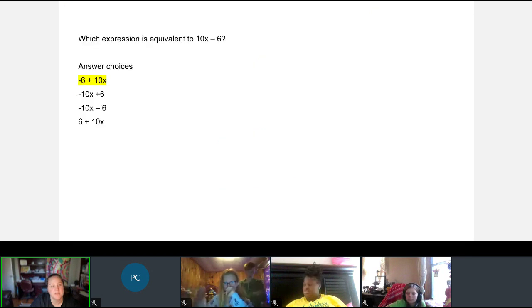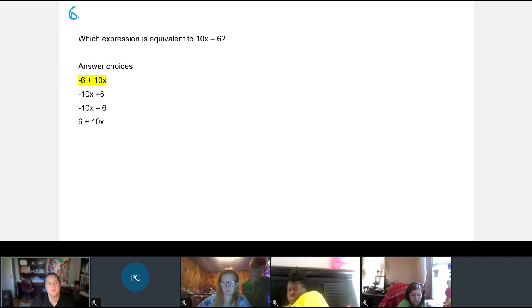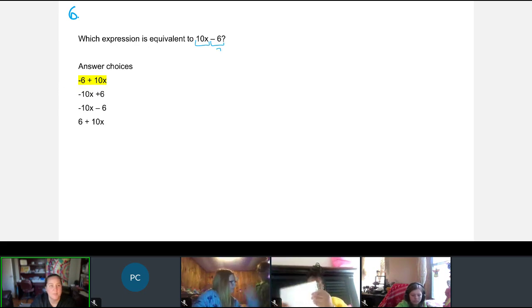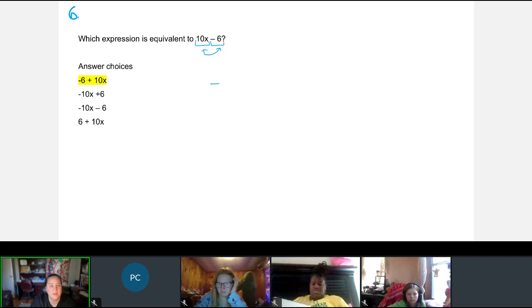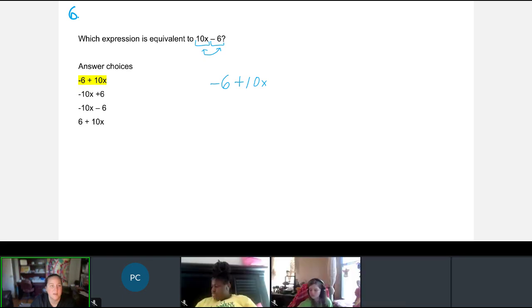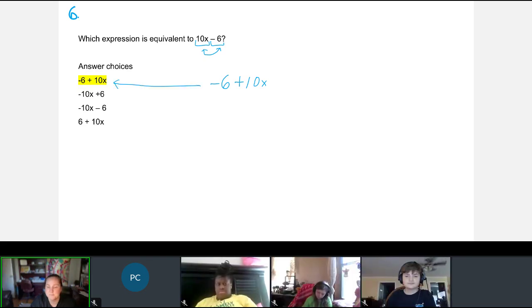All right, let's move on to number 6. Looks like this. It says, which expression is equivalent to 10x minus 6? So there's something called the commutative property, which tells you that you can keep the numbers. So like this is a positive 10x and this is a negative 6, and just swap them. Swap the order that they're listed in. So if you swap the order, it would be -6 plus 10x because that 10x is positive. So that's where that answer comes from. That one's pretty simple.